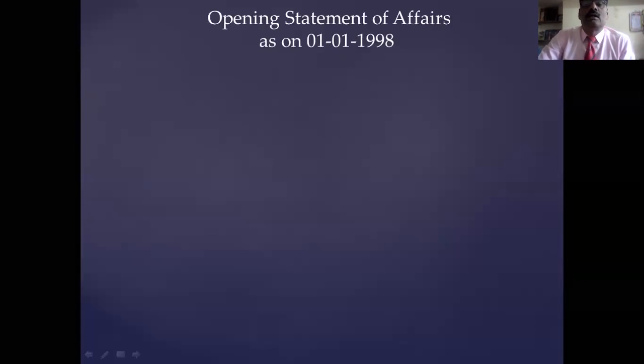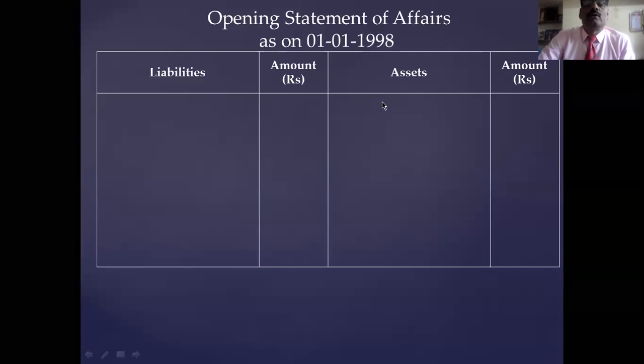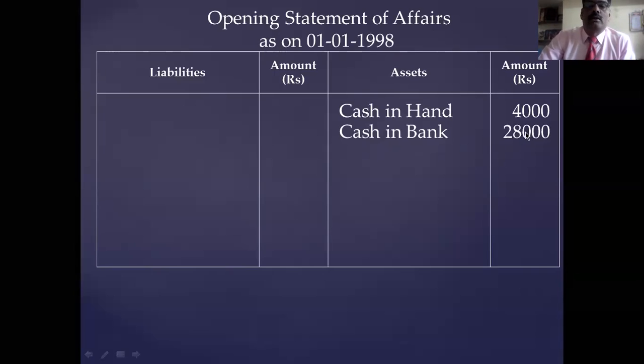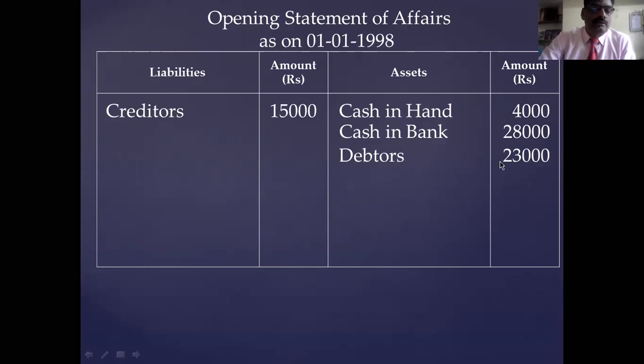Opening balances are there. I'll start from the first point. This is statement of affairs. First point is cash in hand. Cash in hand 4,000 first. And next cash at bank is there 28,000. Okay. Third point creditor, liability side. Creditor 15,000. Fourth point debtors. Debtors 23,000. Then stock.